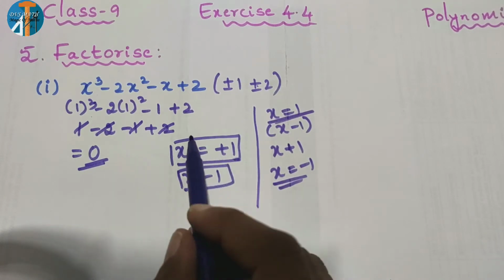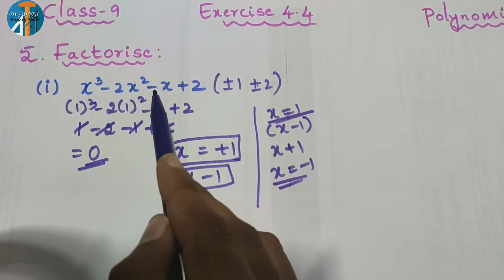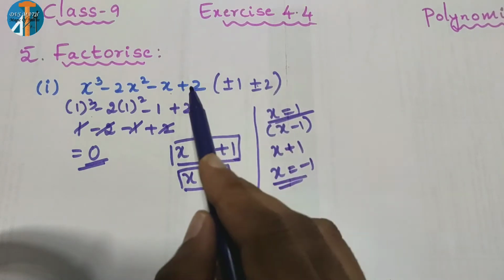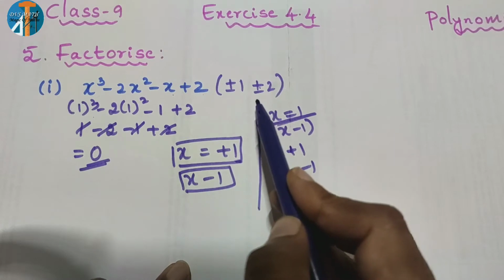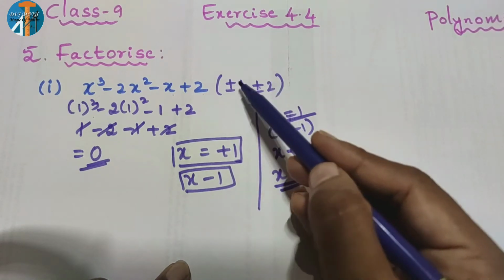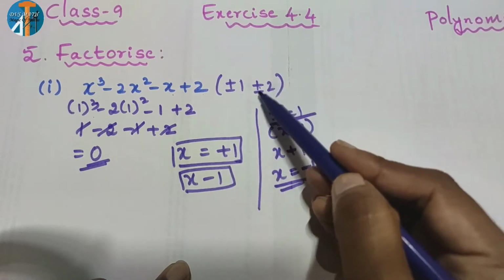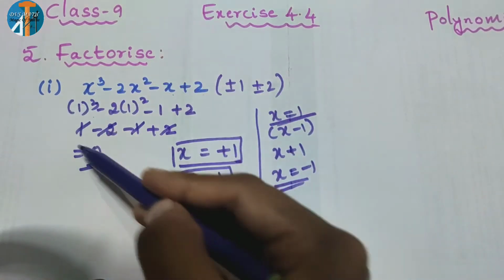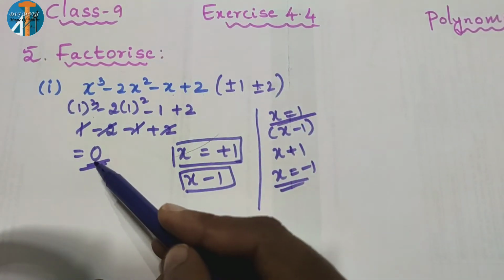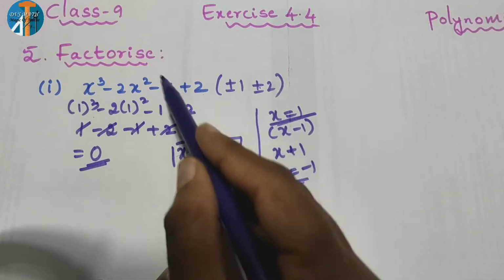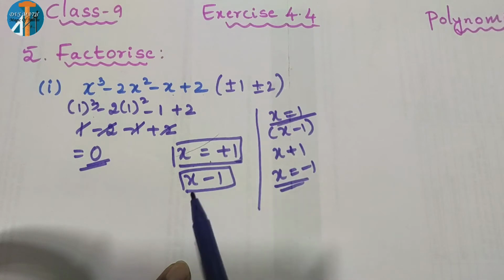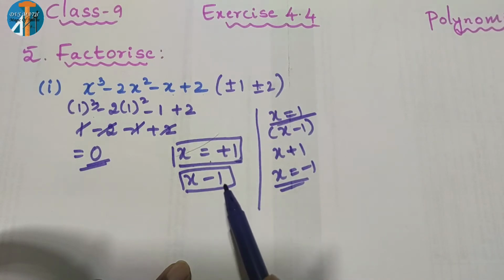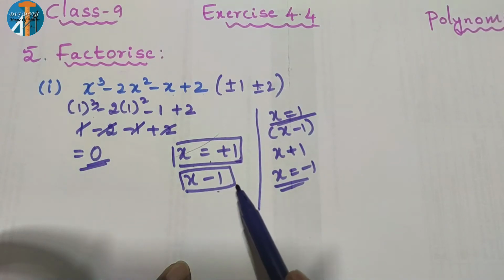That means here x cube minus 2x square minus x plus 2. First you have to identify which number. You take only these four numbers. More than this it cannot be 0. Either it will be plus 1, minus 1, plus 2, minus 2. So here the whole equation becomes 0. Which is the number where the whole polynomial is becoming 0? It is 1. So x is equal to plus 1. Which is a factor here? x minus 1. That means we have to divide the whole polynomial by x minus 1.